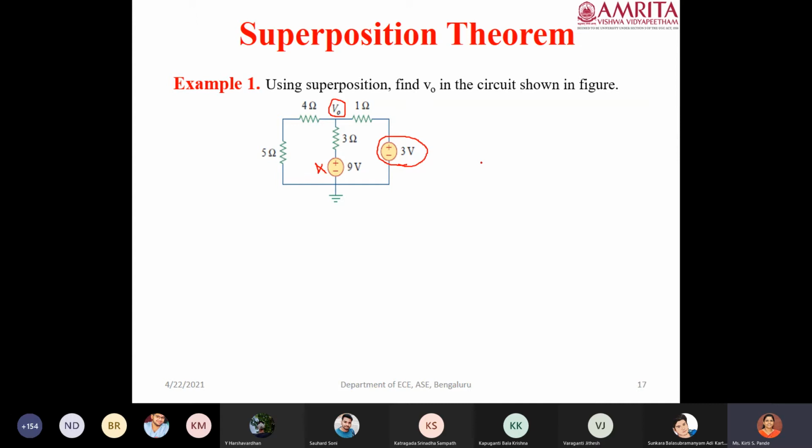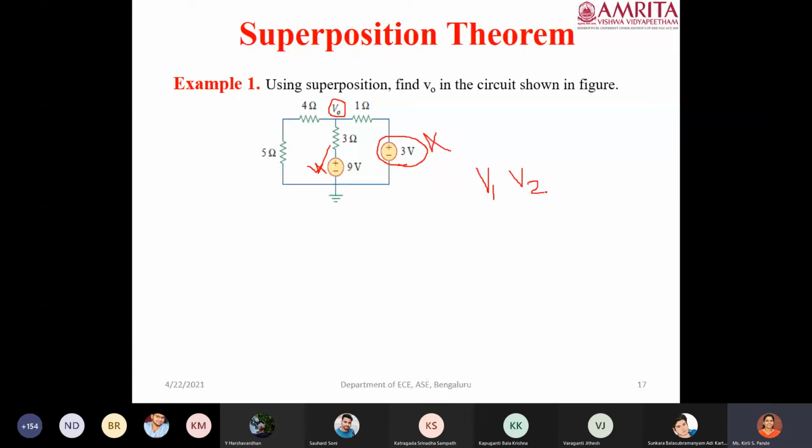That voltage, let's say I'm denoting it as V1. Next time, I will keep this 3 volts off, and since it is an independent voltage source, it has to be short circuited. Then I will make my 9 volts act. So because of this 9 volts also I will get some value at V naught, which I will call V2.